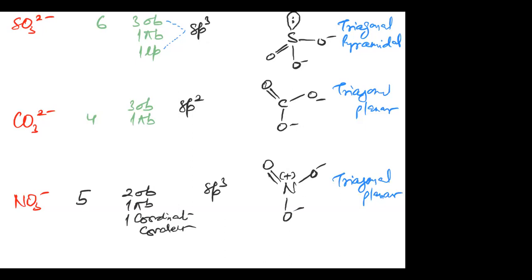So in the case of SO3 2 minus, it is trigonal pyramidal. In the case of carbonate ion, it is trigonal planar. And in the case of nitrate ion, it is found to be trigonal planar shape. So in the case of sulfite ion, it is trigonal pyramidal. In the case of carbonate ion, it is trigonal planar. And in the case of nitrate ion, again trigonal planar shape. So till now, we have done fair enough examples of hybrid states and their geometries.